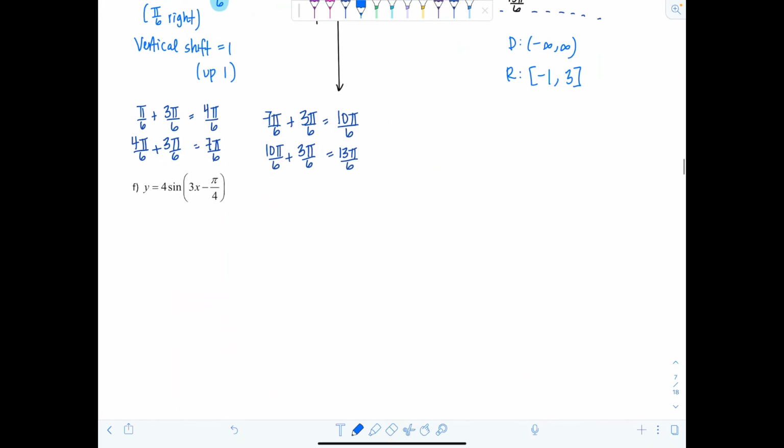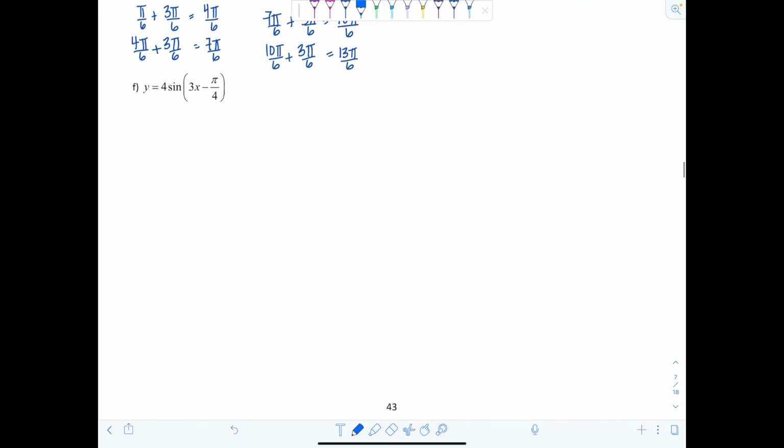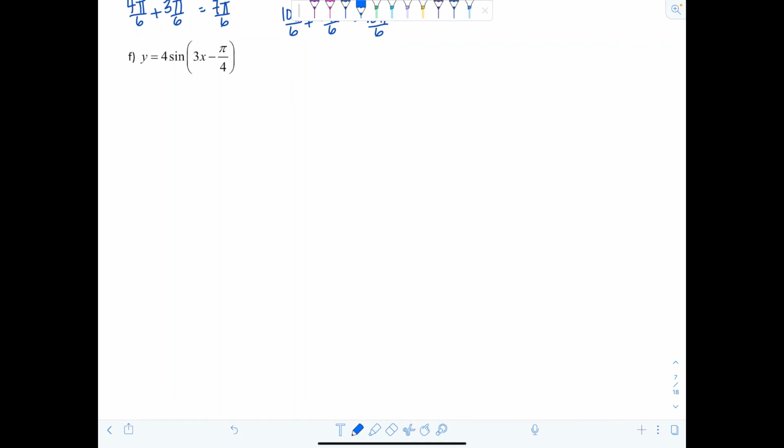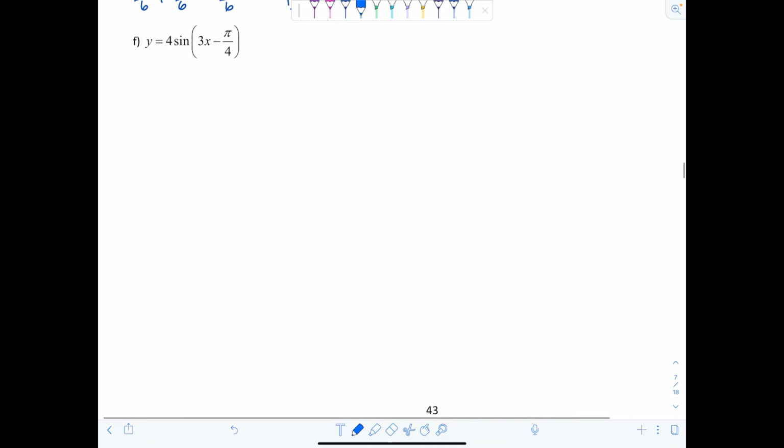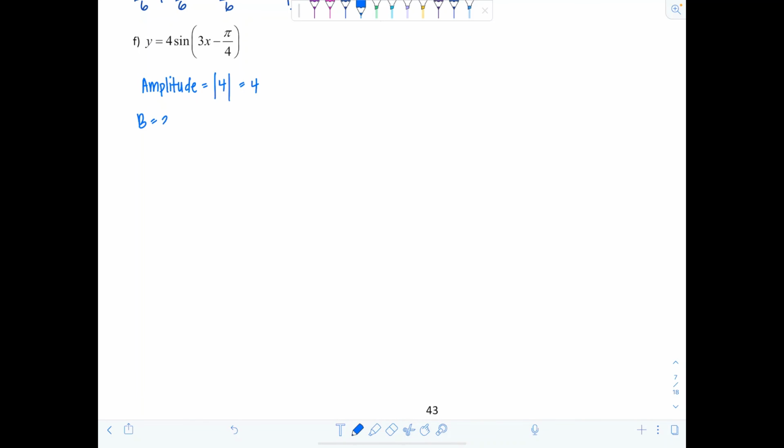I've got a tricky one coming at you, but you guys are up for it now. You've done so many examples. So we've got y equals 4 times sine of the quantity 3x minus pi over 4. So amplitude is the absolute value of a, so absolute value of 4, which is 4. Notice here b is equal to 3 and c is equal to pi over 4. So the period is 2 pi over 3.